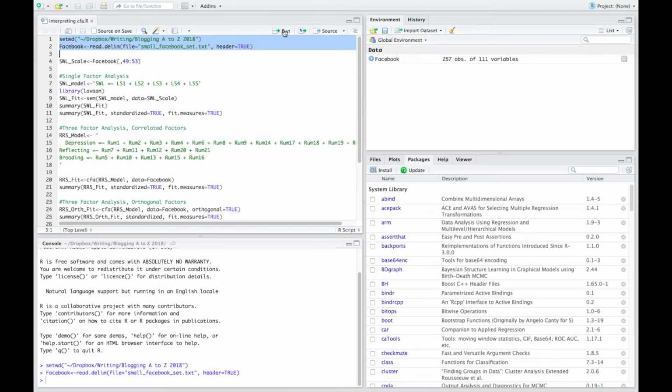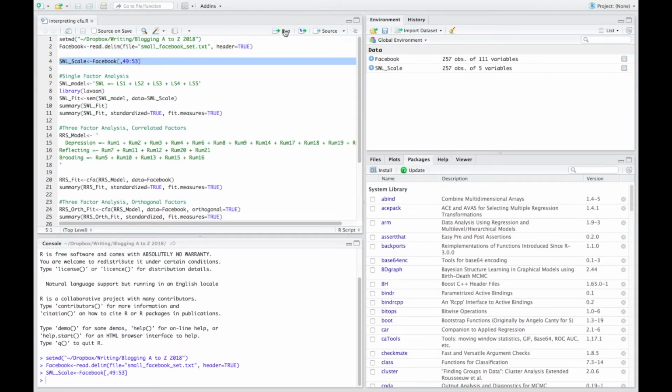So we'll go ahead and load up our data set. This is just the same one that we've been using. And I'm also going to specifically create a data frame that just contains the satisfaction with life items. And I'm mostly doing that so I don't have to dig through a lot of output. Okay.